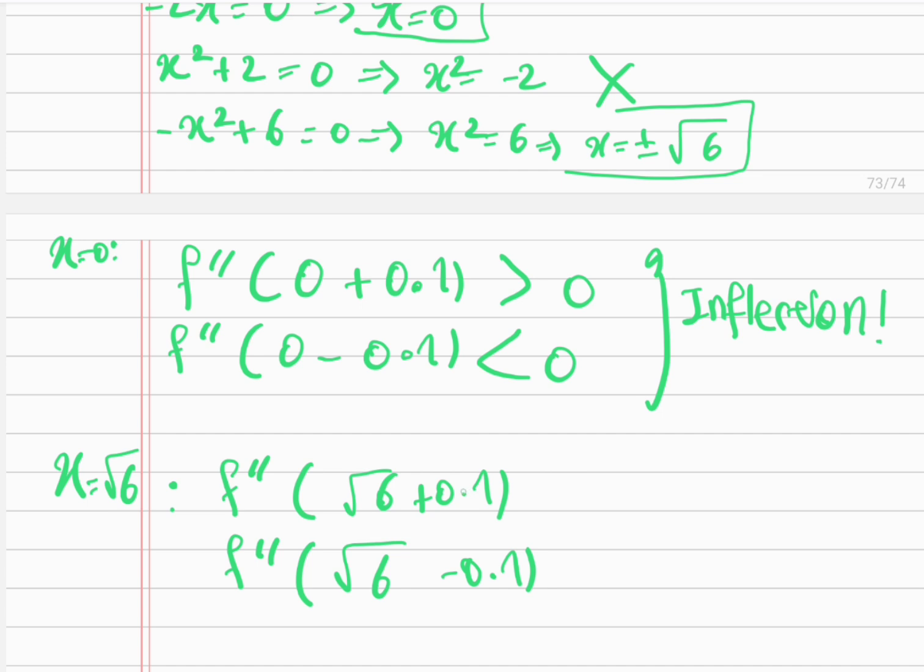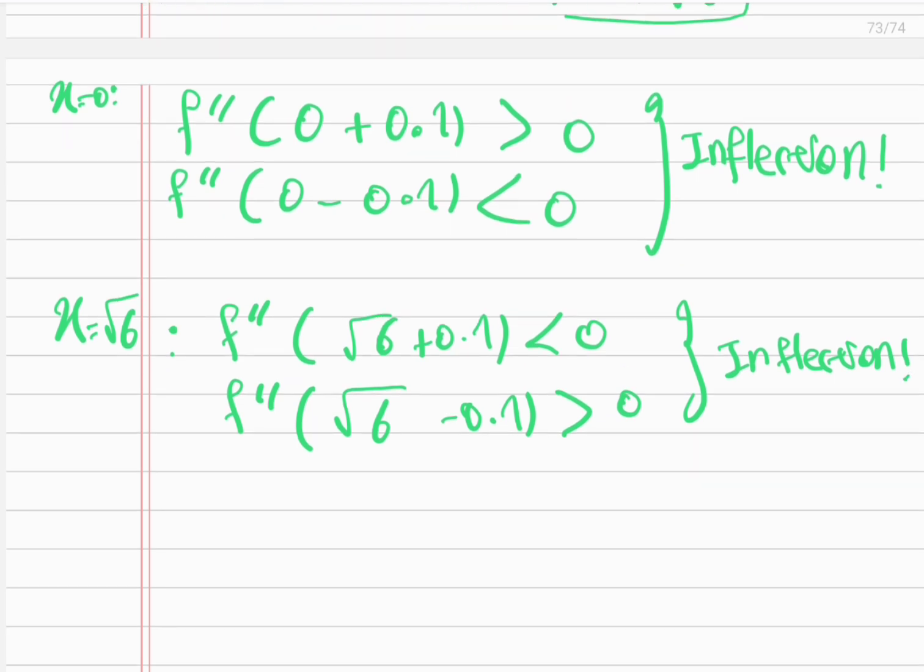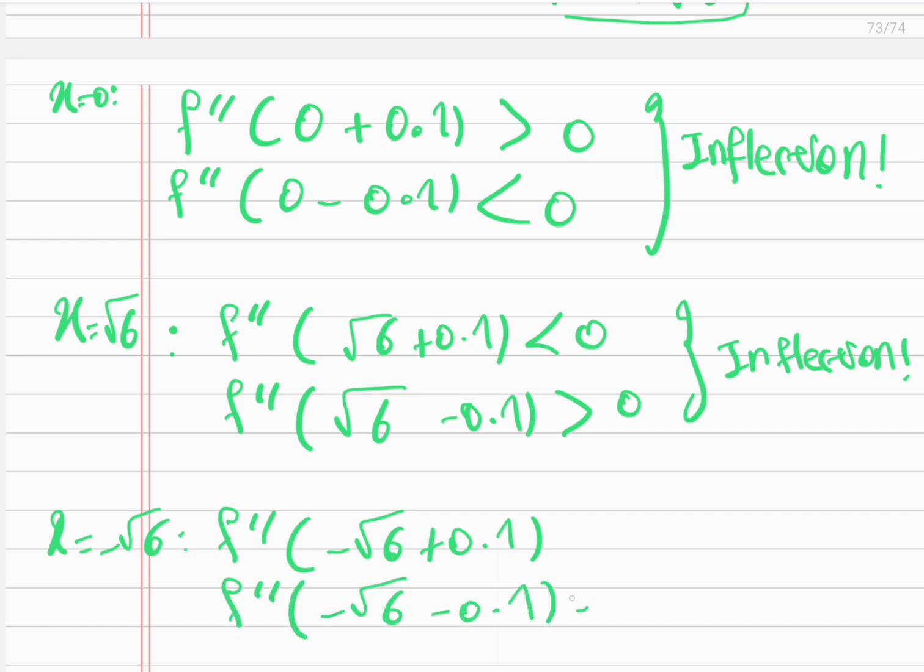Okay, for this one, when we have root 6 plus 0.1, we are going to get a negative value, and when it's minus 0.1, it's going to be positive. Again, we have another point of inflection here, and we need to check this for the last value of x, which is minus root 6, and see what we get when we have minus root 6 plus 0.1, and when we have minus root 6 minus 0.1. And again, when we have plus 0.1, it's negative, and when it's minus 0.1, it's positive. So just some boring calculation work.